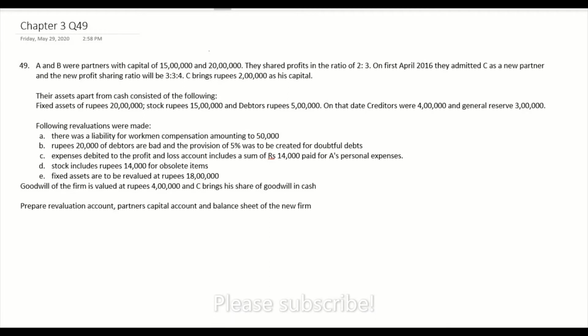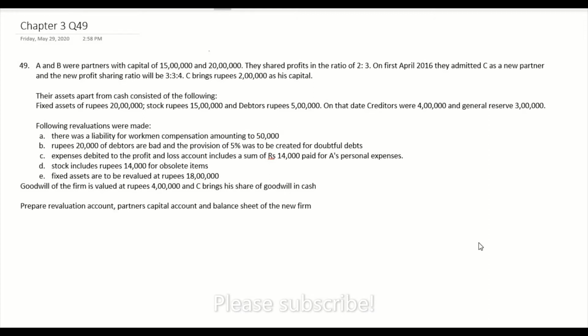Now let's move on to question number 49. A and B were partners with capitals of rupees 15 lakh and 20 lakhs. They shared profits in the ratio of 2:3. On 1st April 2016, they admitted C as a new partner and the new profit sharing ratio will be 3:3:4. C brings rupees 2 lakh as his capital.